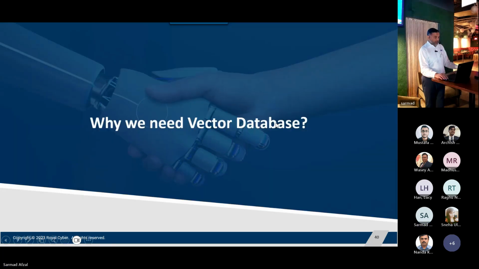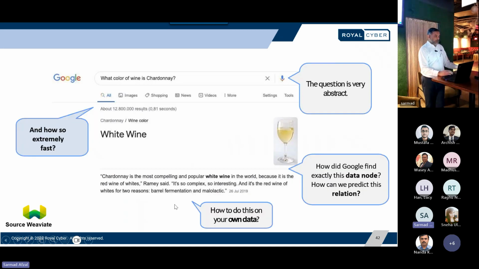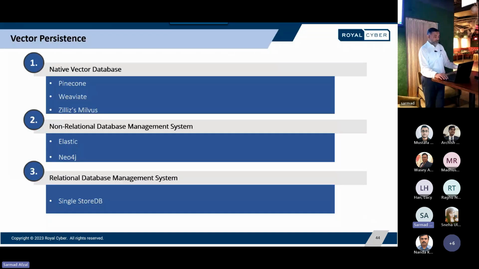Now, what is a vector database? Conventionally, if you do a search, say buying for seafood, in a normal site, you will get no products found. But if you do the same search in a vector DB, buying for seafood, you will get some result back. Google basically uses a vector DB. So why is Google so fast? Because it uses a vector database.